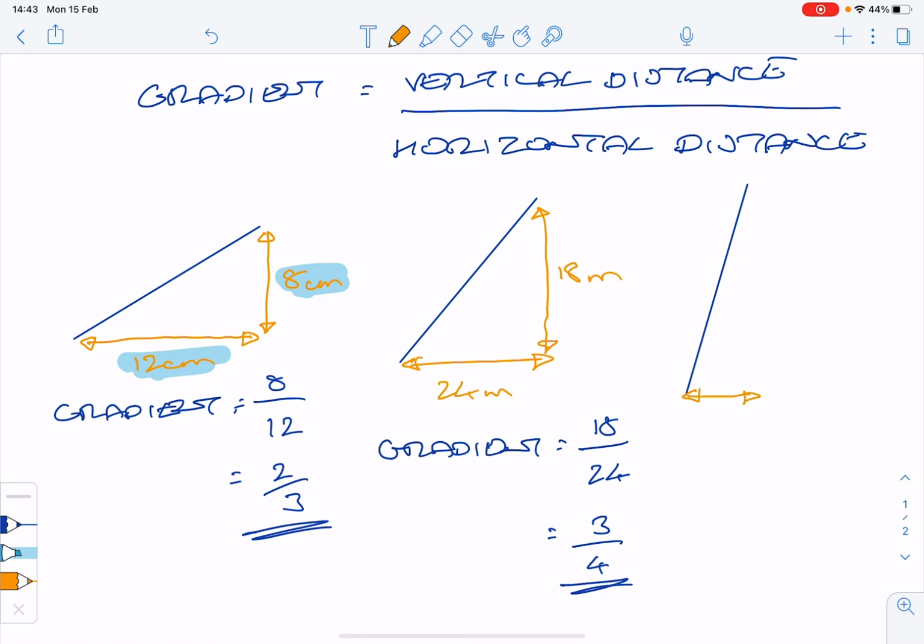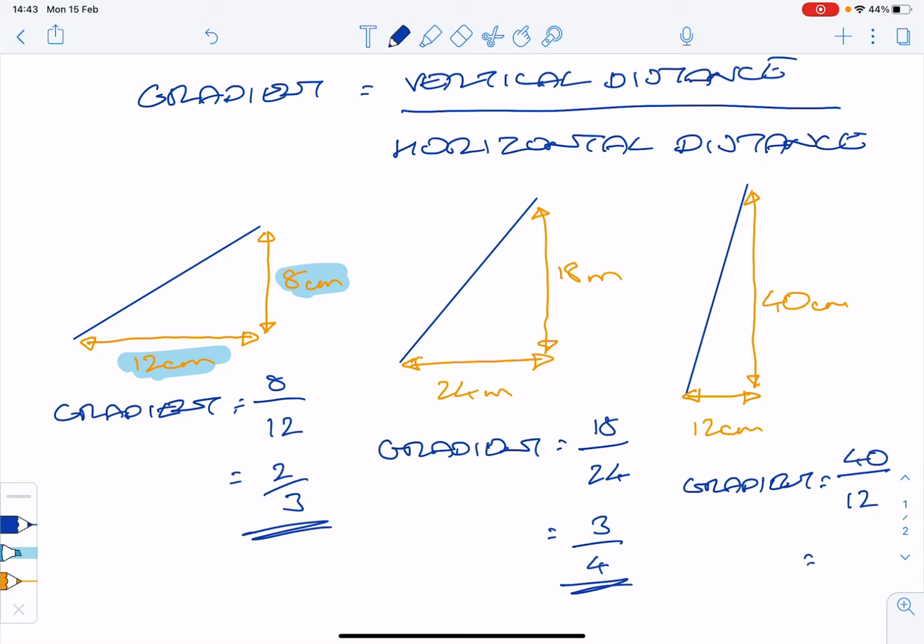So for this last one, which we can hopefully see is the most steep of them all, okay, we still need a horizontal and a vertical. Let's say this is 12 centimeters, and let's say this one is 40 centimeters. Okay, our gradient, in exactly the same way we've done the previous ones, is going to equal the vertical, which is 40, divided by the horizontal, which is 12.